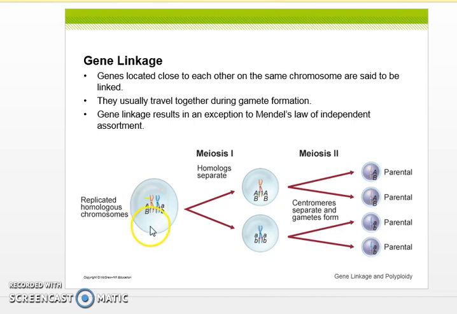So in this bubble, you can see replicated homologous chromosomes. And after it goes through the first stage of meiosis, the homologous chromosomes separate. But because it's meiosis, it goes through a second separation during meiosis 2, where centromeres separate and the gametes form. And here we have our 4 different types.